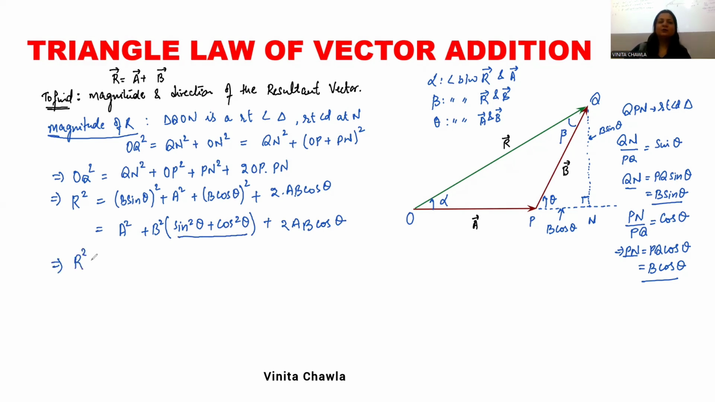So therefore R square is equal to A square plus B square plus 2AB cos theta, or we can write R as square root of A square plus B square plus 2AB cos theta. This is the magnitude of the resultant vector R. And close this in a box.